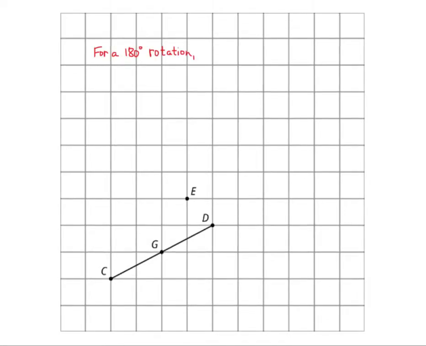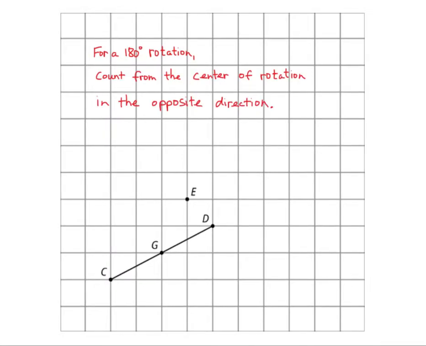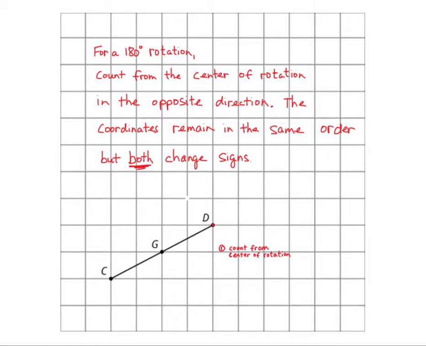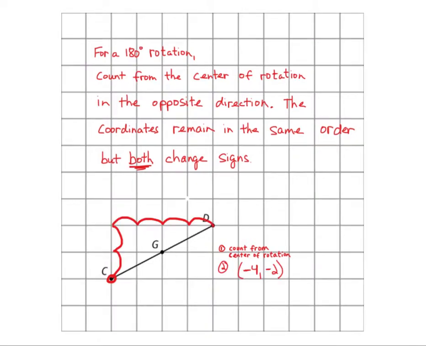If I have a 180 degree rotation, I'm going to count from the center of rotation in the opposite direction. So the coordinates remain in the same order, but both are going to change signs. If you just want to use the coordinates and figure out where the 180 degree rotation goes, you can just keep them in the same order, but change their signs. So count from the center of rotation.